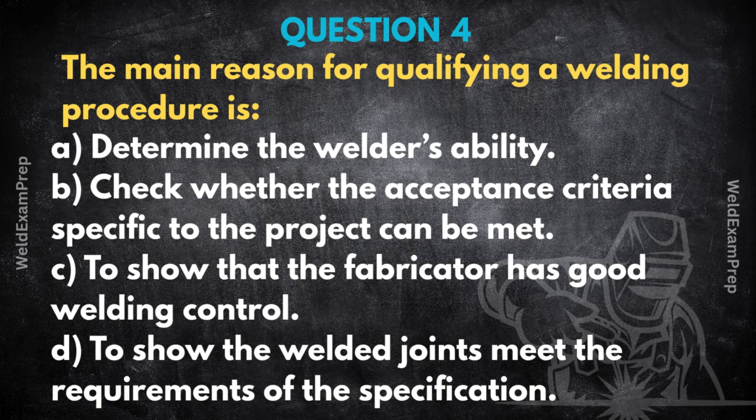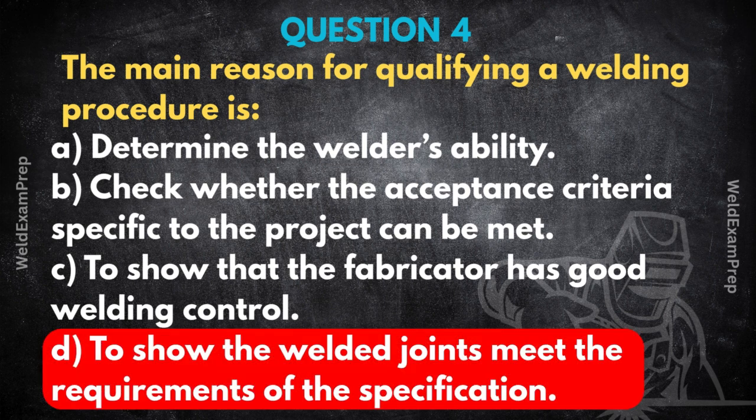We put a lot of effort into qualifying procedures. All that testing, documentation. What's the fundamental point? What are we really trying to achieve? The main reason, the core purpose, is D, to show the welded joints meet the requirements of the specification. Let me unpack that. A welding procedure qualification, or WPQ, is basically about proving that a specific recipe for welding works. That means a defined combination: the material, the joint design, the process, like TIG or MMA, the specific filler wire or electrode, any preheat, any post-weld heat treatment, the whole package.